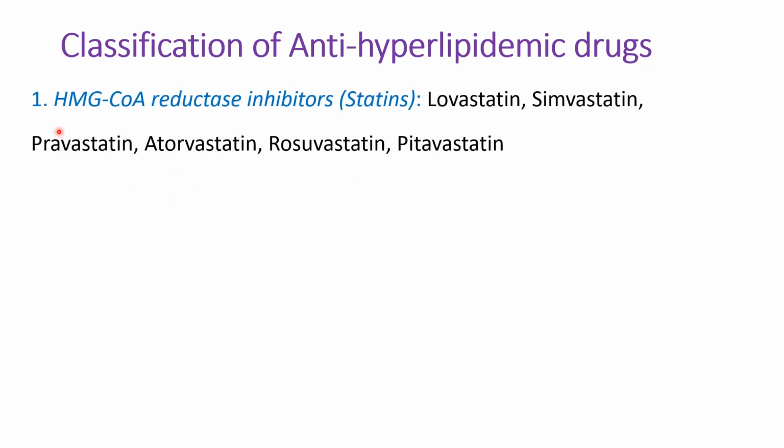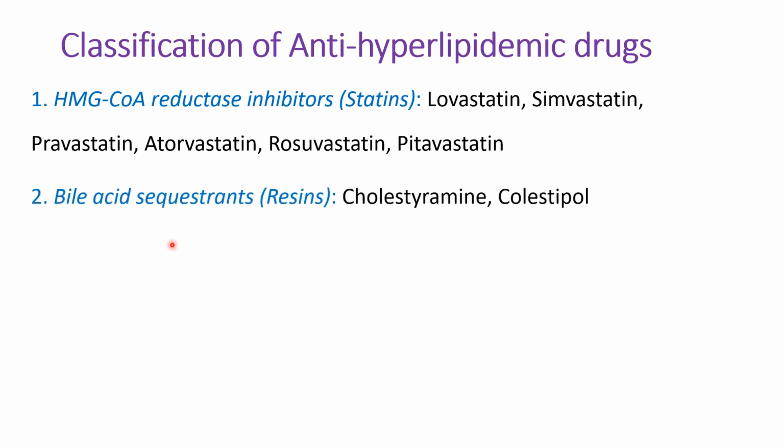So first is the HMG-CoA reductase inhibitor, also called statins. Examples are lovastatin, simvastatin. Why is it called statins? Because the word statin is at the end. You can see here, statins. Then the second one is the bile acid sequestrant, also called resins, cholestyramine and colestipol.